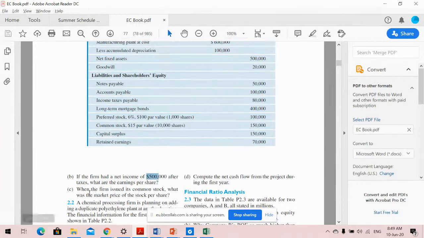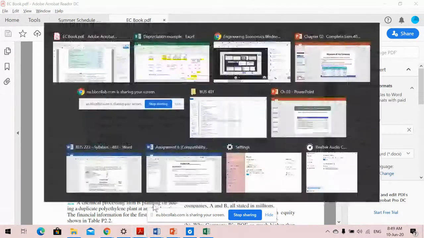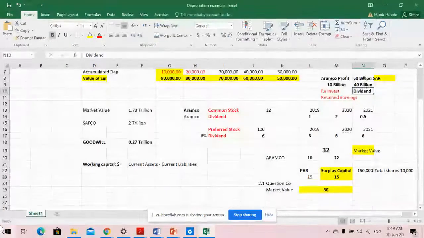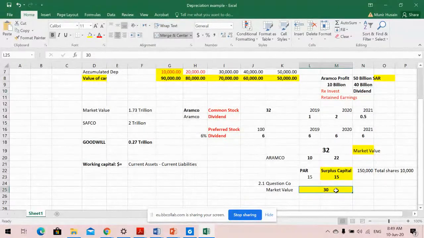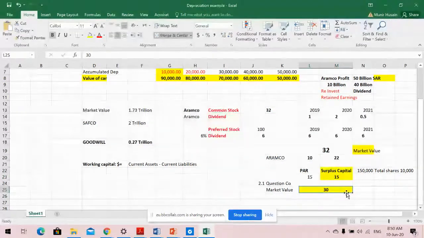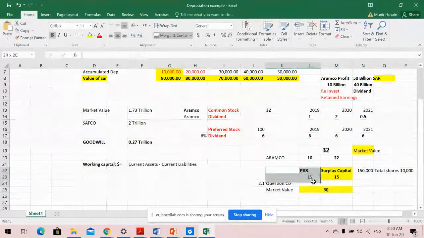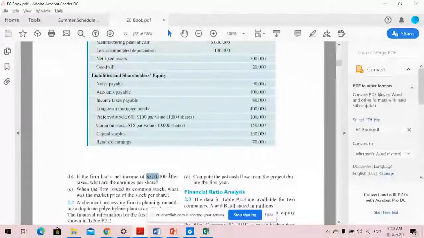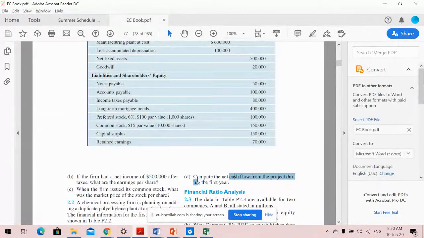Part C says, when the firm issued its common stock, what was the market price of the stock? We already solved this question. What was the market price here? This 30 is the answer to this last part. This 30 market value, how we solved it, the same concept. So we solved 2.1 now.